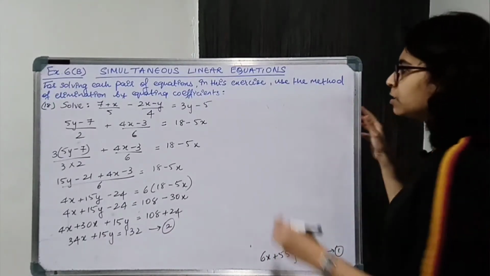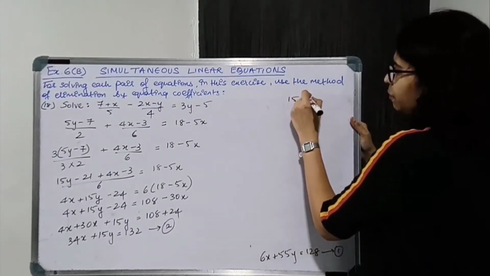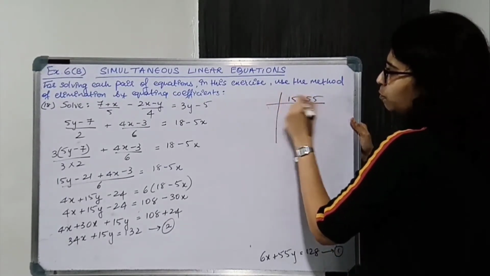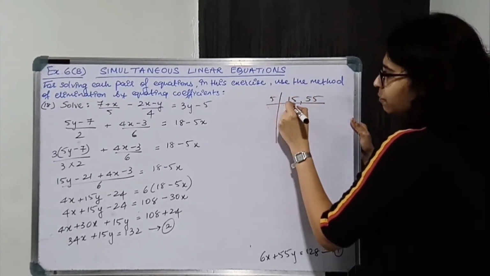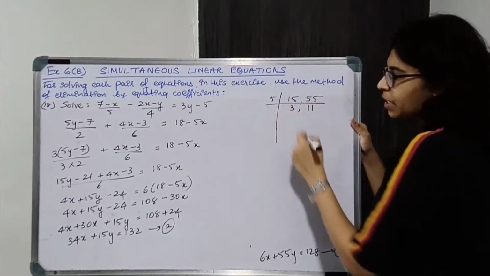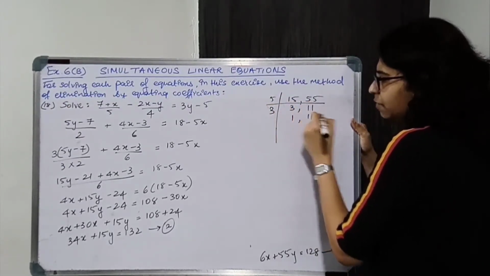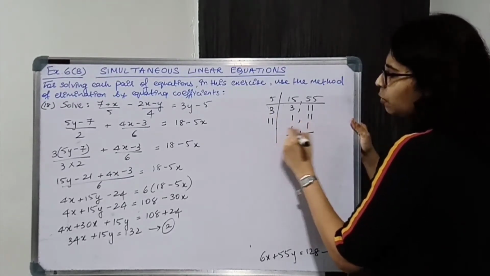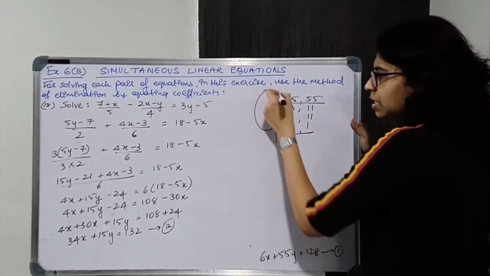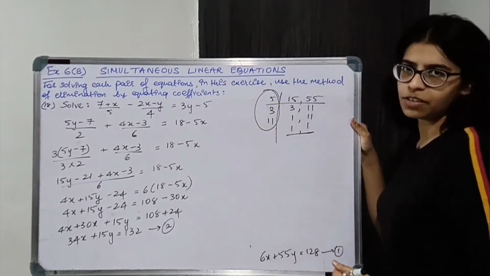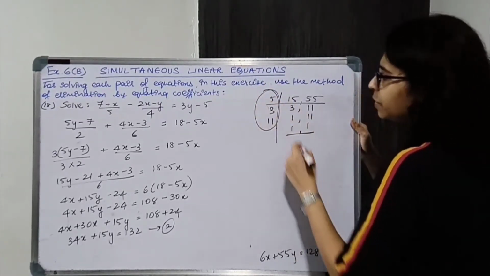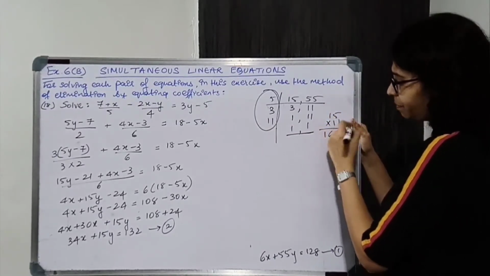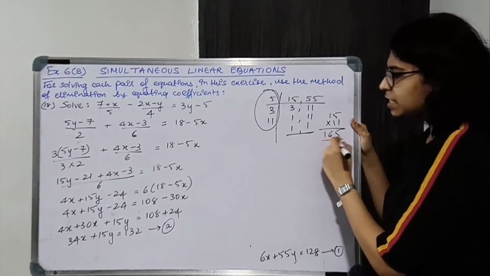We have already done this kind of question. The LCM of 15 and 55 will be 165. Both are divisible by 5. 5 3s are 15, 5 11s are 55. 3 1s are 3, and 11 will remain as it is, 11 1s are 11. So now we got 1 and 1. This is the LCM, 5 into 3 into 11. 5 3s are 15, 15 into 11, that is 165. So 165 is the LCM.